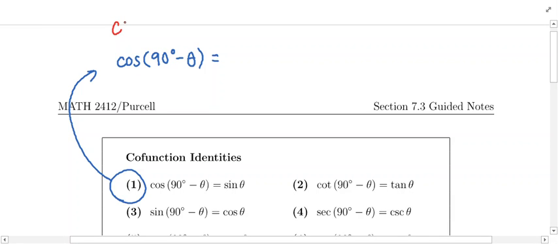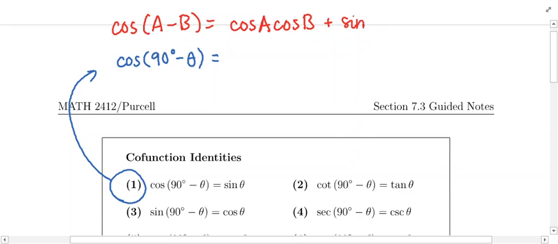If we do that, and I'll write it above, we know that the cosine of A minus B is equal to the cosine of A times the cosine of B plus the sine of A times the sine of B. If we match up the left-hand sides here, cosine of A minus B with the cosine of 90 degrees minus theta, we can see that A is going to be 90 degrees, B is going to be theta. Remember, the minus sign is going to be taken care of by the formula itself.